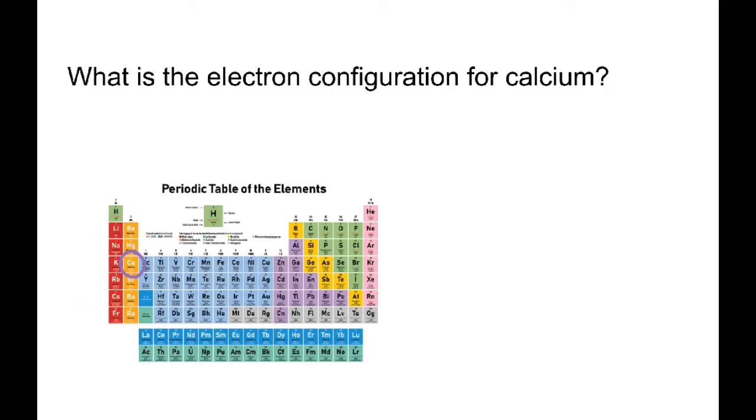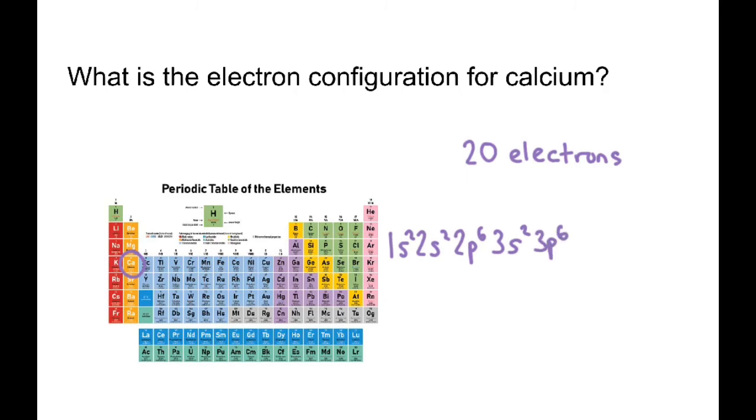Calcium has 20 electrons. Its first 2 electrons would go in the 1s orbital, the next 2 would go in the 2s orbital, the next 6 in the 2p, then we move on to the 3s, and then the 3p, and finally, the last 2 electrons go in the 4s orbital.